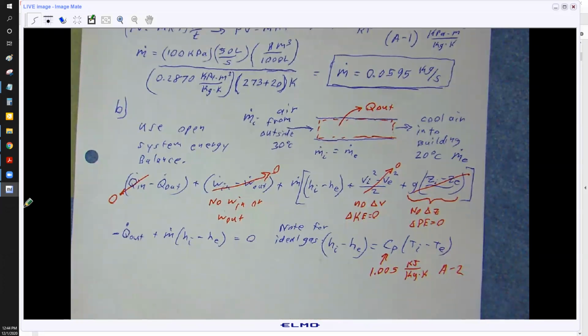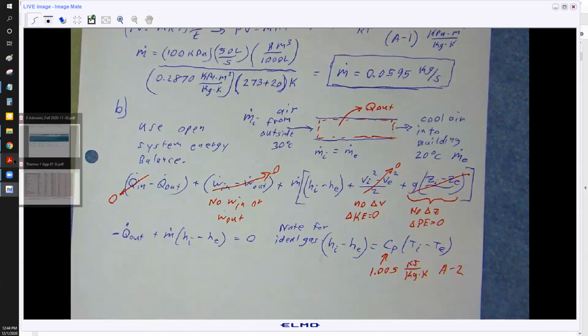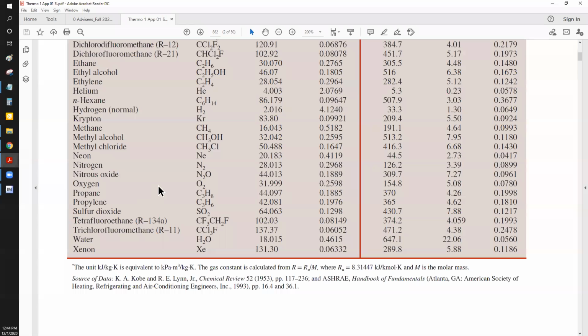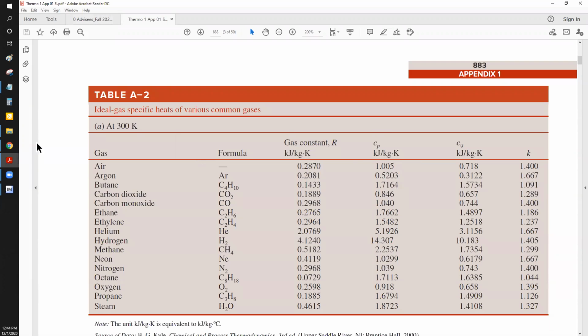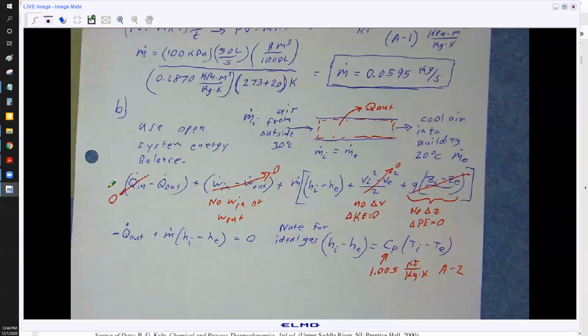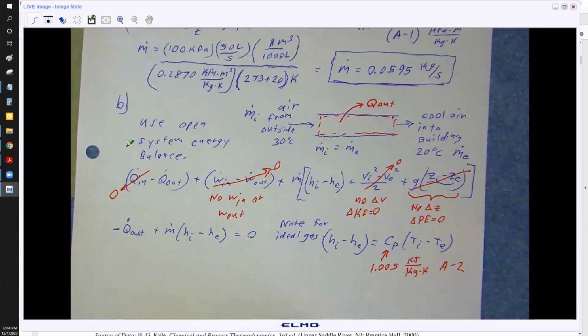Let me show you A2. Appendix A2, air. It gives you the gas constant again, and the specific heat, 1.005. So this is C sub P, specific heat at constant pressure. And the pressure is considered constant for this scenario. All right, so that's the specific heat.